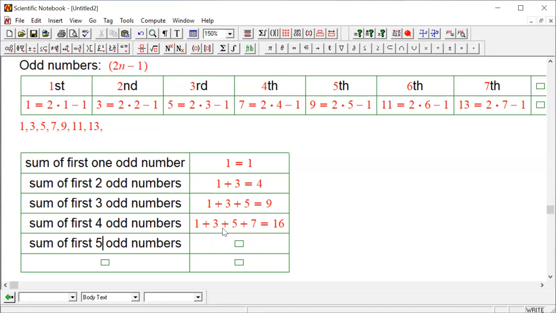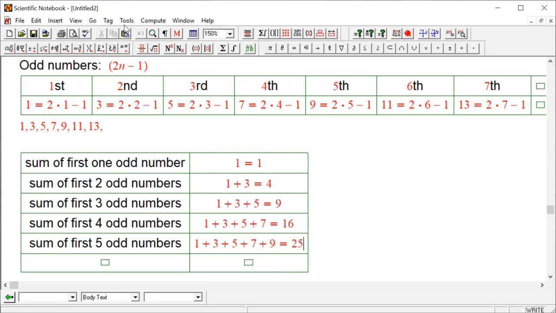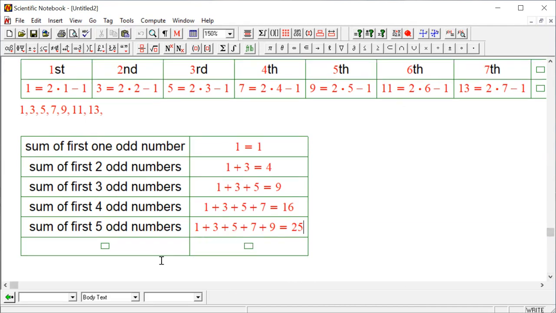And if we look at the sum of the first 5 odd numbers, 1, 2, 3, 4, 5, right? So 1 plus 3 plus 5 plus 7, and add another one, which is the 5th odd number, that's going to be 25. And we keep going, okay? And what do we observe? So what have we observed?